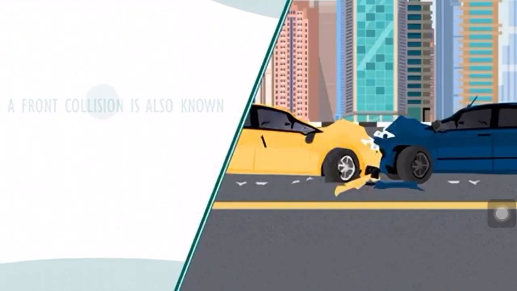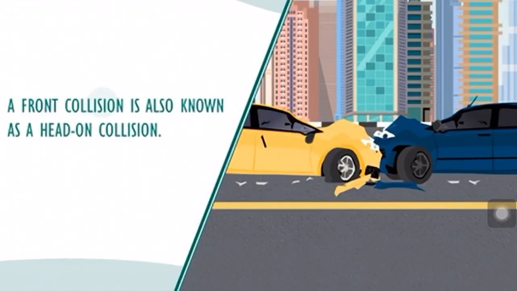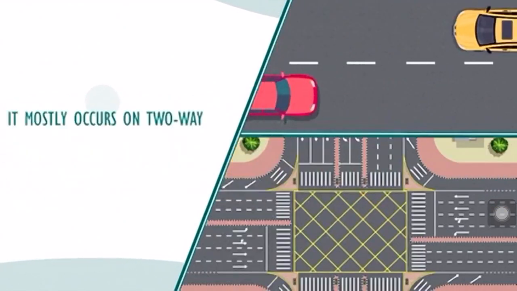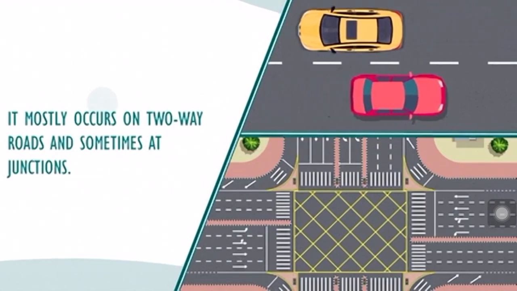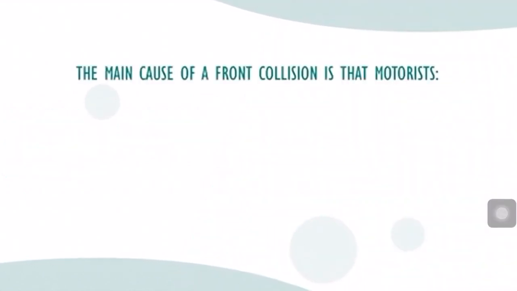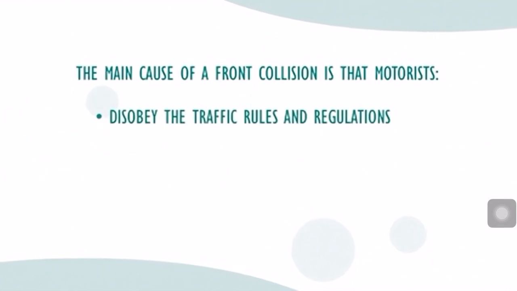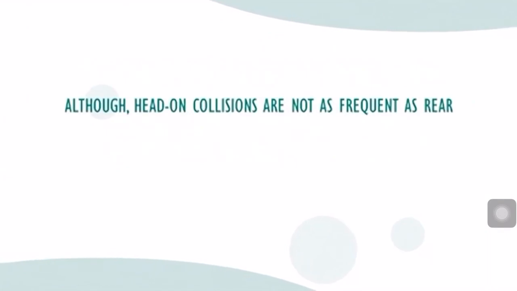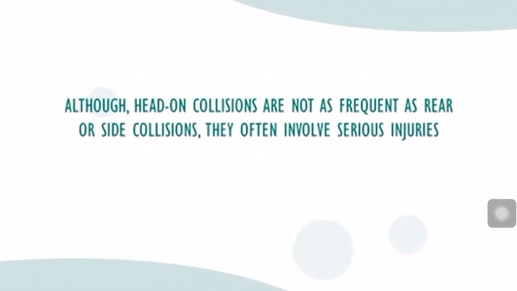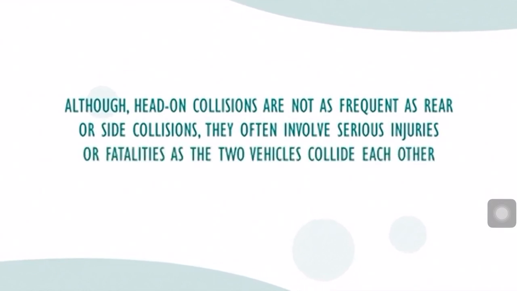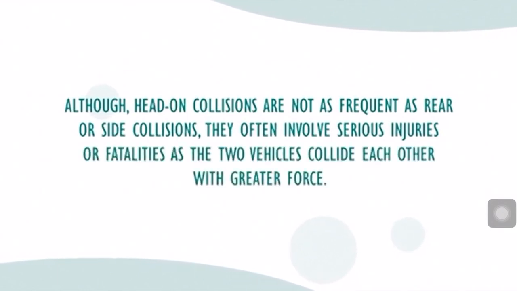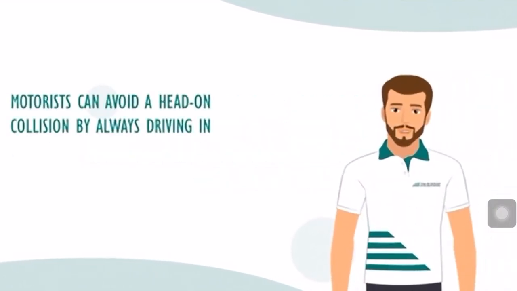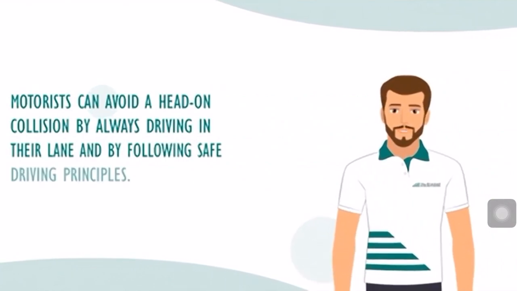Front collisions. A front collision is also known as a head-on collision. It occurs when the front ends of two vehicles collide into each other. It mostly occurs on two-way roads and sometimes at junctions. The main cause of a front collision is that motorists disobey the traffic rules and regulations, or lose the vehicle control due to some reason. Although head-on collisions are not as frequent as rear or side collisions, they often involve serious injuries or fatalities as the two vehicles collide with each other with greater force. Motorists can avoid a head-on collision by always driving in their lane and by following safe driving principles.